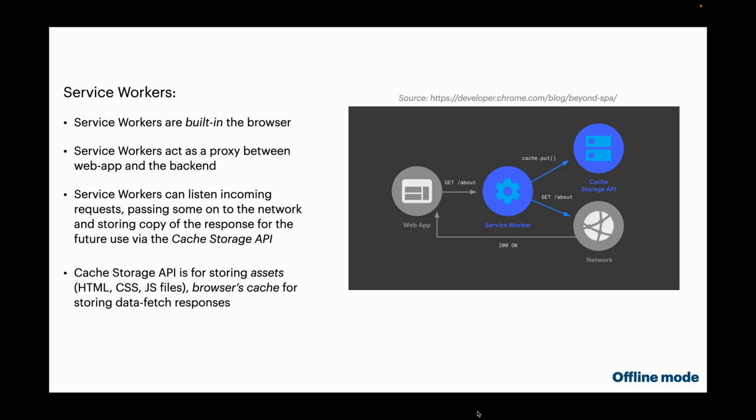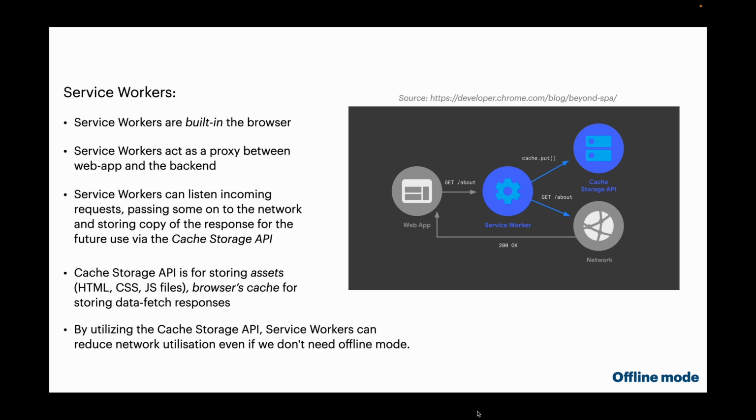It serves as a browser's cache for storing data fetch responses. By utilizing the Cache Storage API, service workers can reduce network utilization even if we don't need offline mode. In simple terms, service workers allow us to cache assets, store them, and use them offline. When a user has no connection, we can simply retrieve the page from the cache.